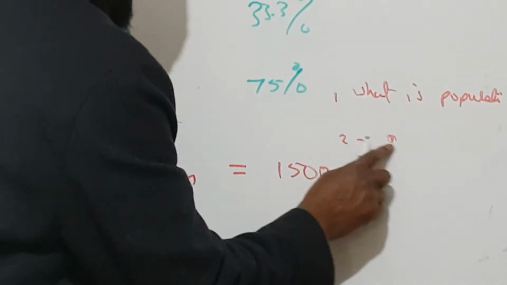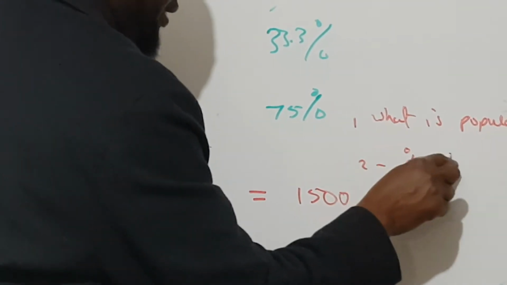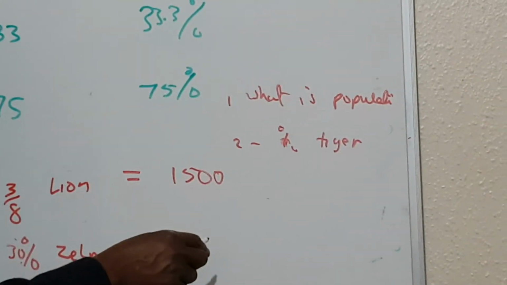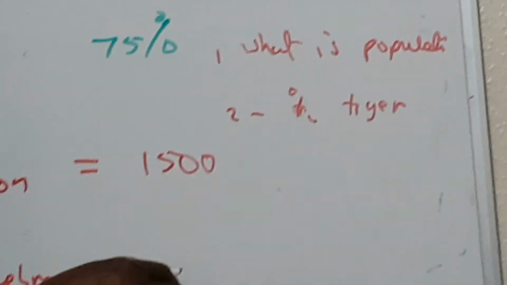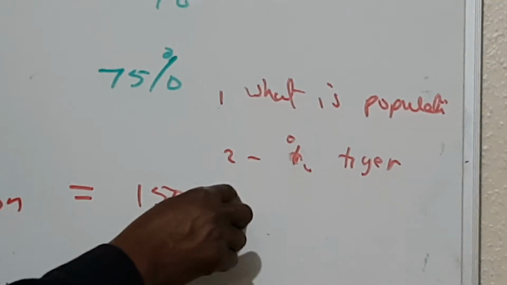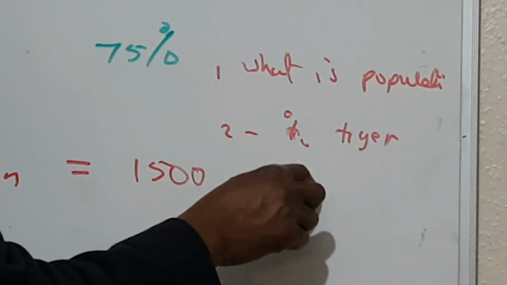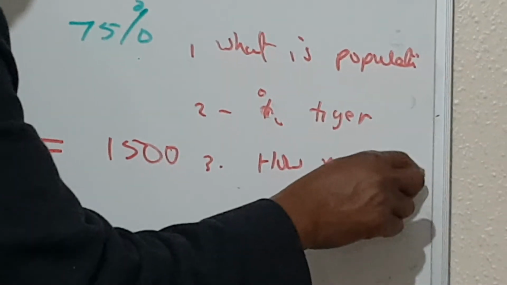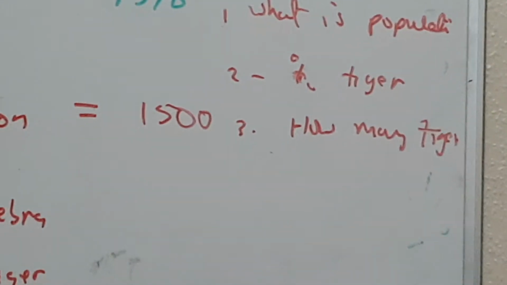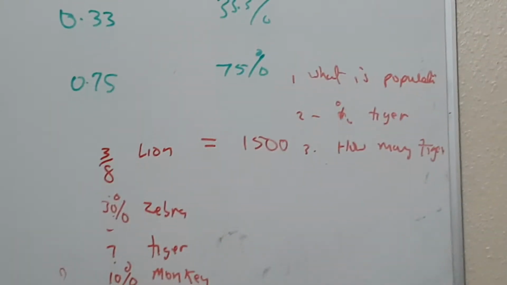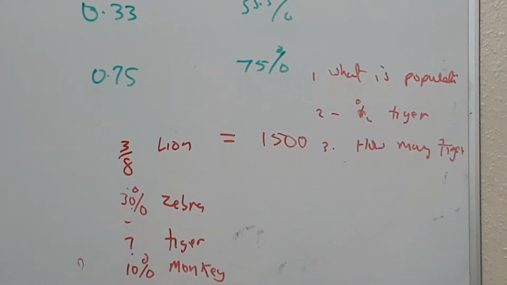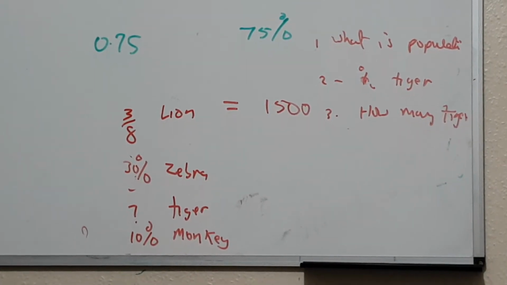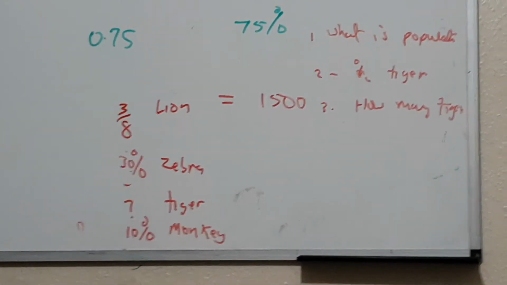Number 2, what is the percentage of tiger? Number 3, how many tigers? Now this is the type of question we want to deal with, because this is a GCSE sort of question. Now, how do you find the population first?